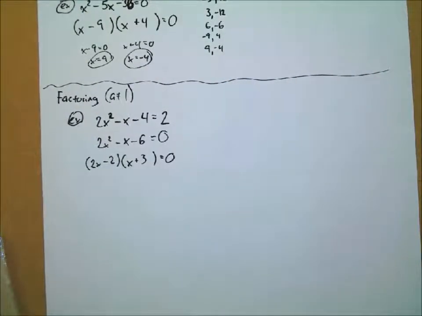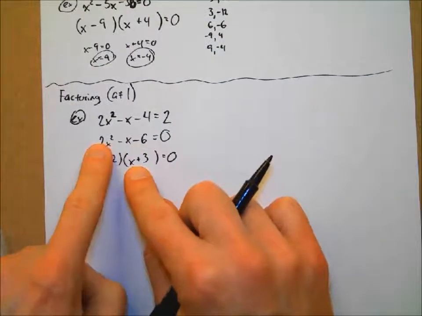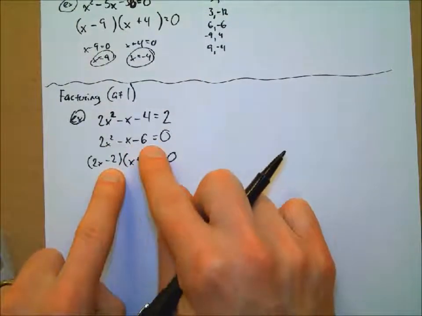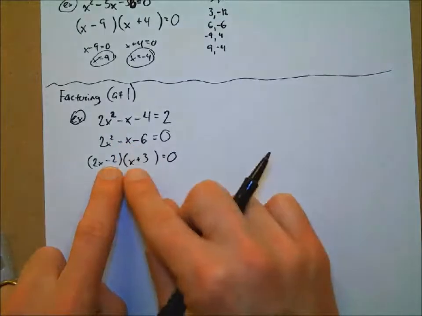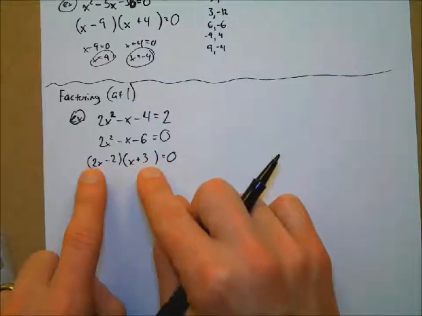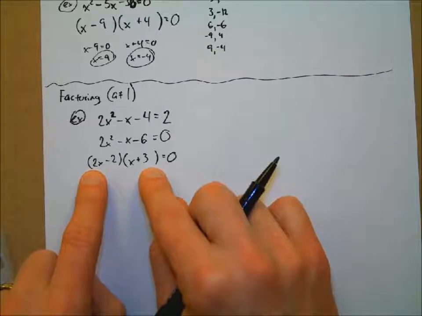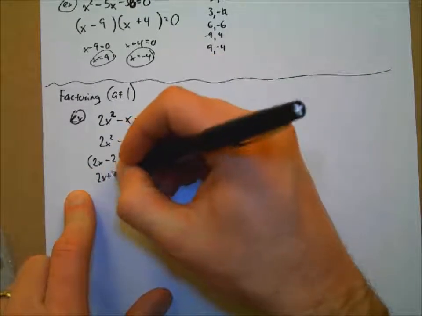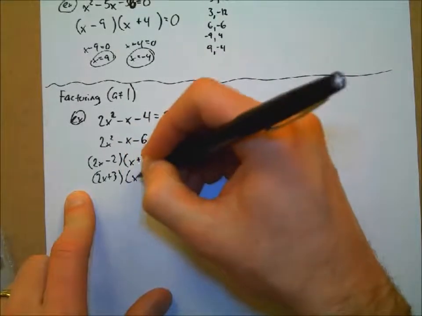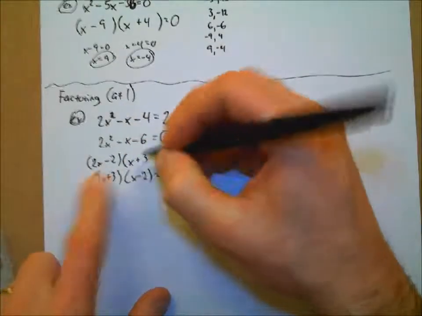2x times x gives me 2x squared. Negative 2 times 3 gives me negative 6. But we have to check to make sure we get a negative 1x here. So let's check. Negative 2x plus 6x gives me 4x. Maybe I should do 2x plus 3 and x minus 2, like that. So I'll flip their positions.